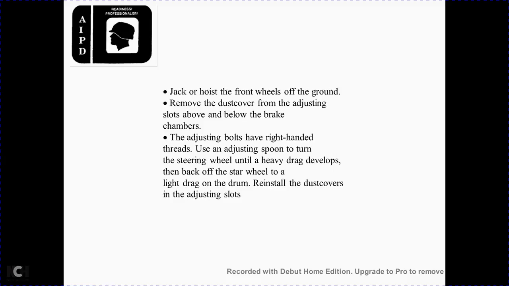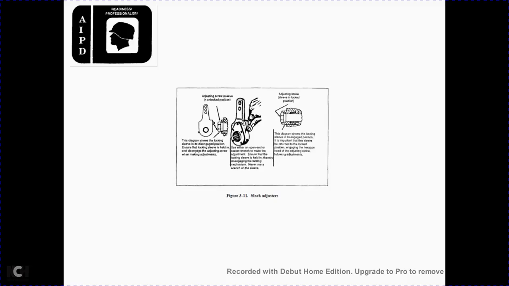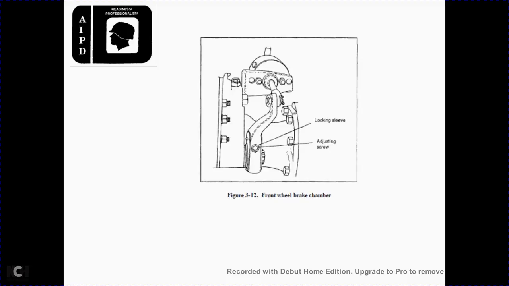Check with the front wheel off the ground. Move the dust cover, adjusting the slots above and below the chamber. Adjust the bolts with right-hand threads, turning the adjusting star wheel until a heavy drag on the drum, then back off the star wheel to a light drag, and then reinstall the dust cover over the adjusting slots. Figure 311 shows the slack adjuster and 312 shows the front wheel brake chamber with the locking sleeve and adjusting screw.